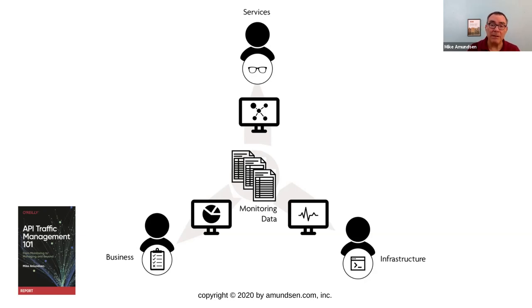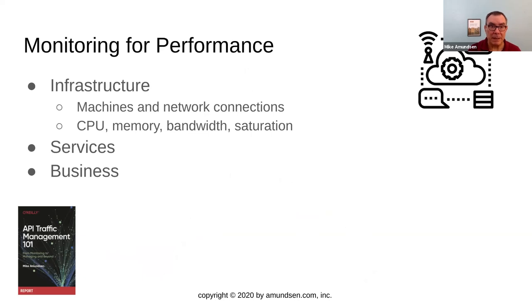And then finally, those infrastructure and those services are really there for a business reason. We need to be adding customers, selling products, providing services, streaming information. What are our business level goals? Have we met our business level goals? We need to monitor each one of those in turn and in kind on a constant basis.